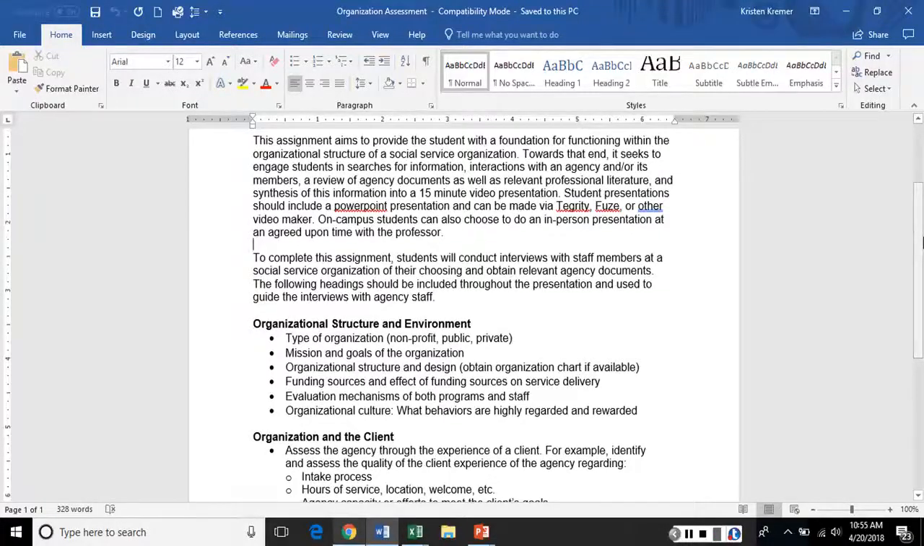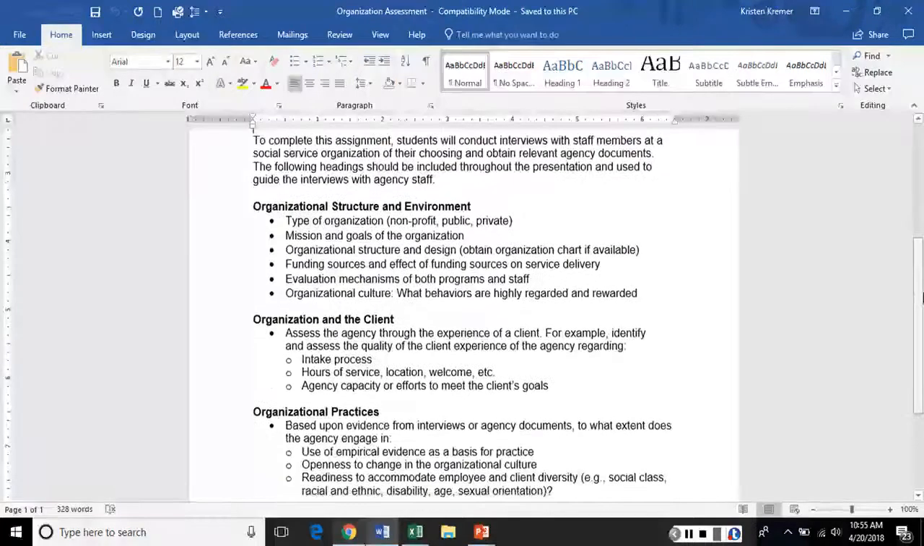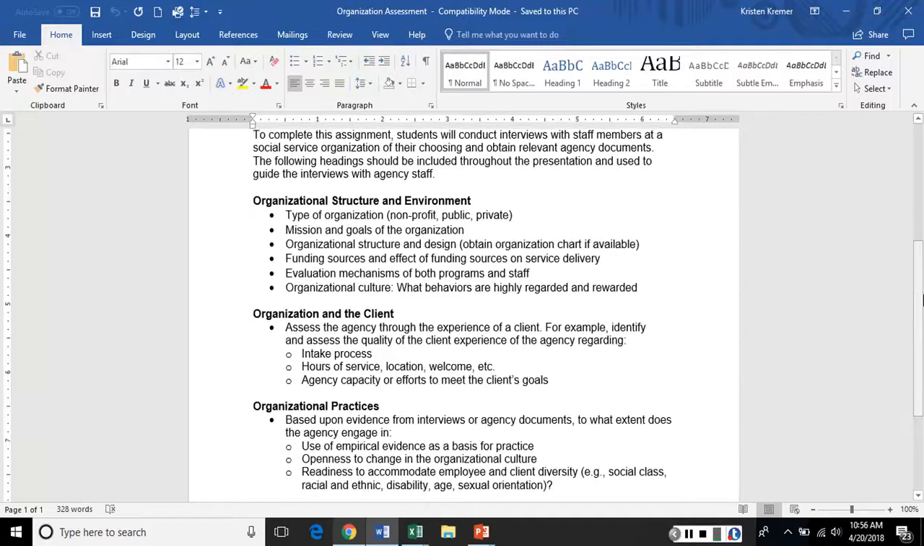Don't wait till the last minute because you have to interview someone for this. So go ahead, find someone now. Essentially you're going to pick an organization, a social service organization. For those of you who do not have immediate access to a social service organization, please get in touch with me and I can provide you contact information. Some of you work at social service organizations, nonprofits, or public organizations. That's fine. If you work at one, please feel free to use your employer.